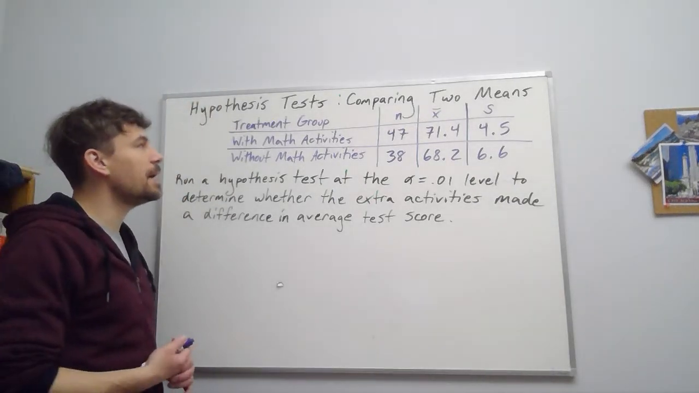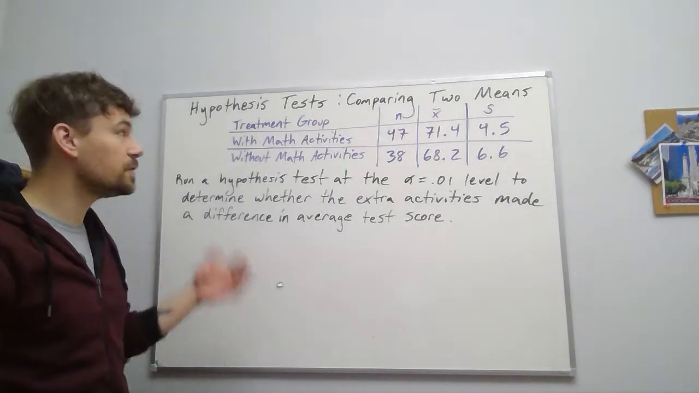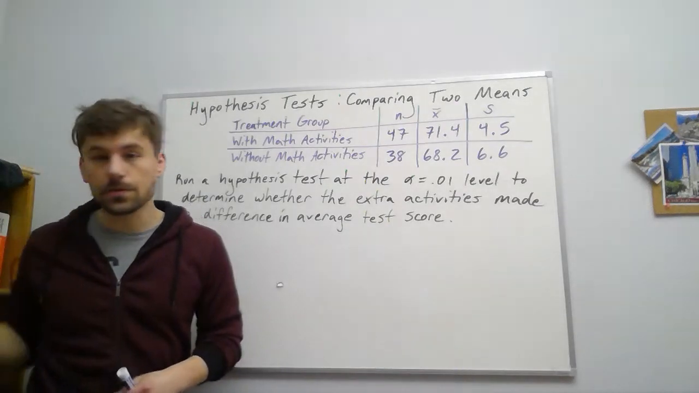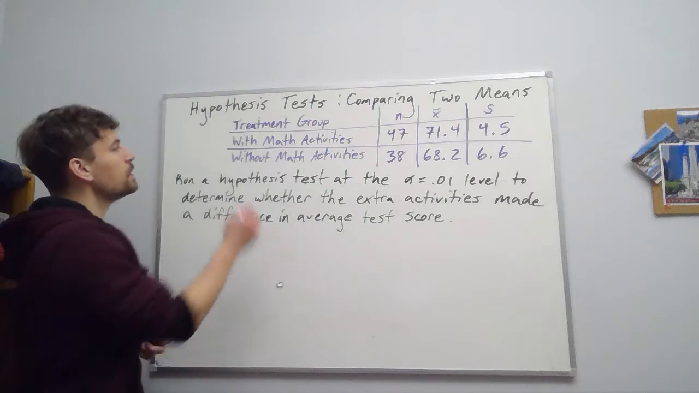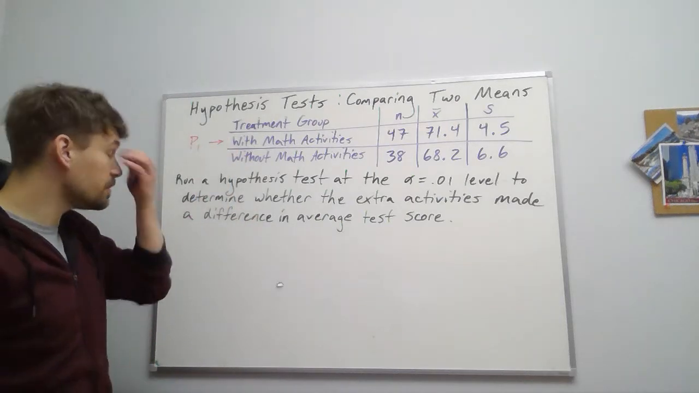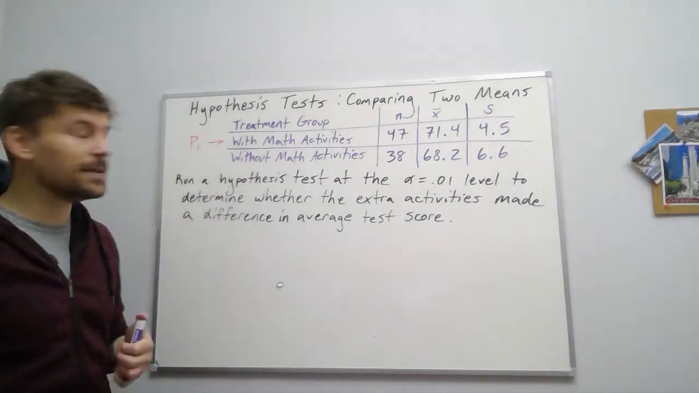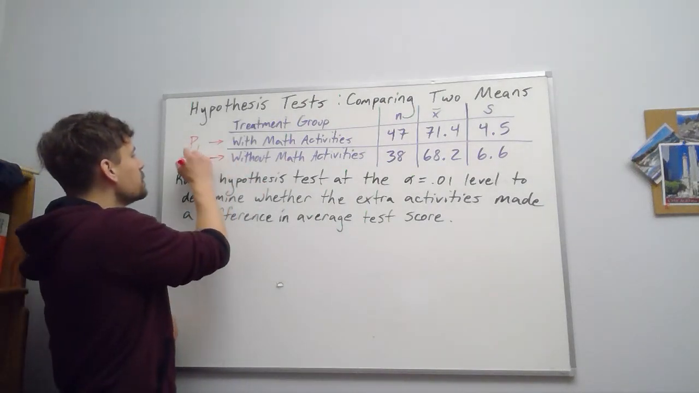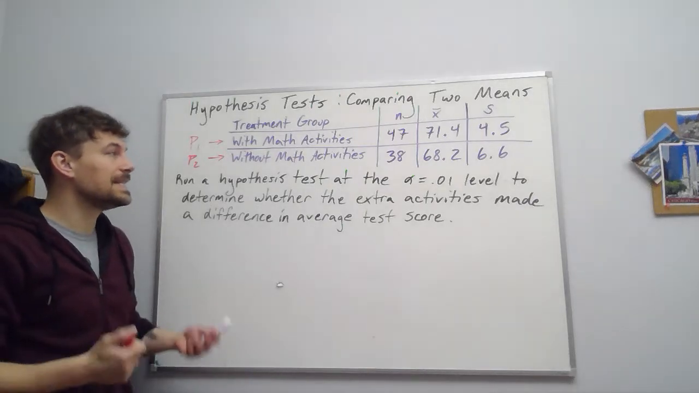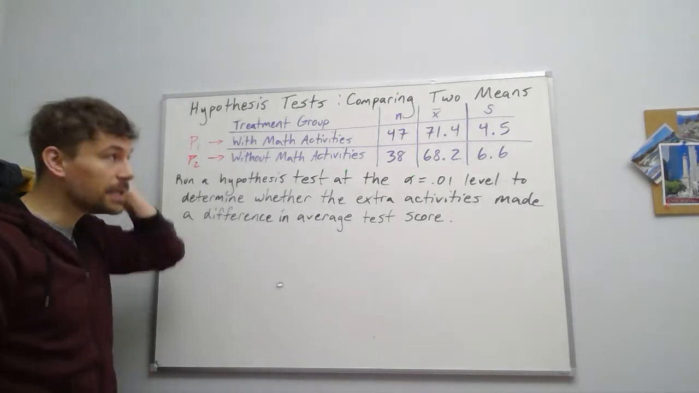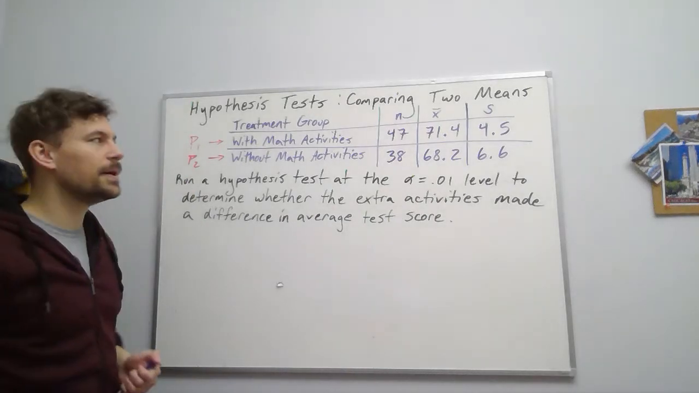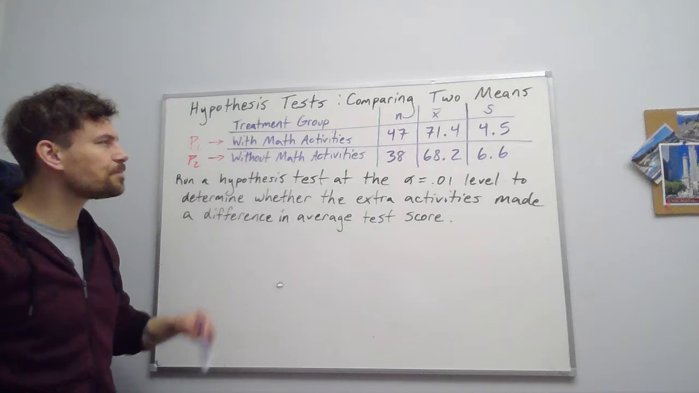Let's look at running a hypothesis test when we have two distinct populations whose means we would like to compare. So in this case, population 1 is a group of students who had some extra math activities, and population 2 is a group of students who did not have any extra math activities, and then they took some sort of test and we averaged out their test scores.